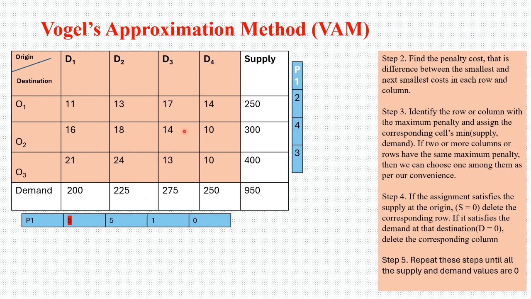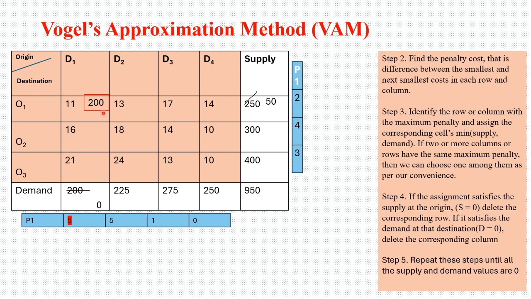Step 3. Among all the penalties, identify the row or column with the maximum penalty. If two or more columns or rows have the same maximum penalty, then we can choose one among them as per our convenience. Here 5 is maximum and 2 columns have it. We can choose any one. We are choosing the first column. In the first column the minimum value is 11, the corresponding supply is 250 and demand is 200. 200 is less than 250, hence it is allocated. Now 250 minus 200 is 50 and 200 minus 200 is 0, demand is 0, so the column is deleted.